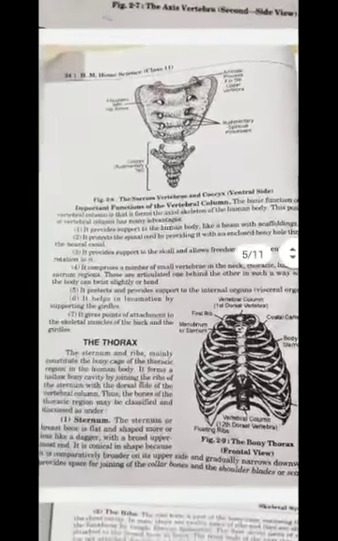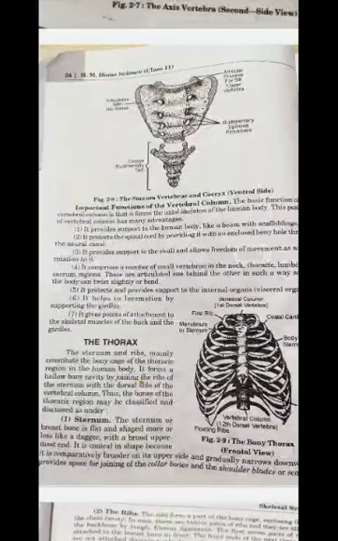Thank you students. Now I will tell you in the next class about the thorax. What is the thorax? I hope you understand what a skeleton is, what the purpose of a skeleton is, how many bones there are, and how many types of skull there are. Then I will tell you in the next class about the thorax.